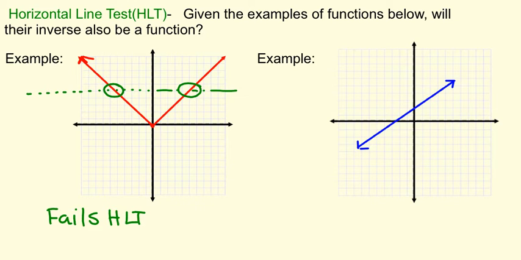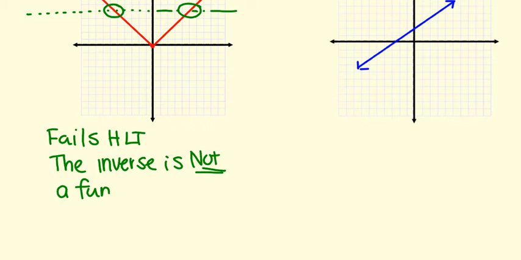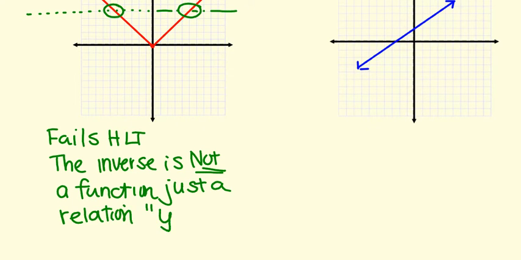So what this means is when we go out and find the inverse, we cannot use f inverse notation. It is not a function. It is just a relation, a y equals whatever we find. So the inverse is not a function, just a relation. So we'd use the letter y in our equation.